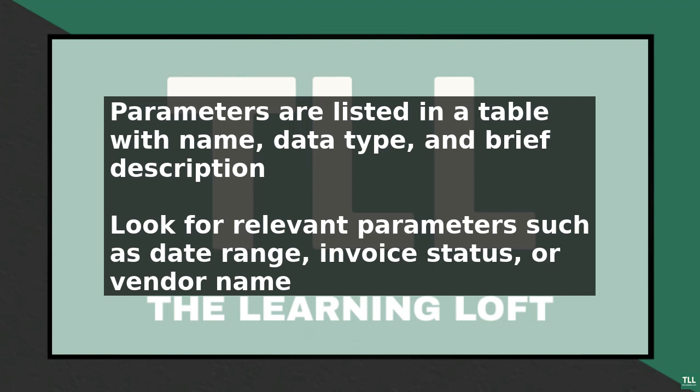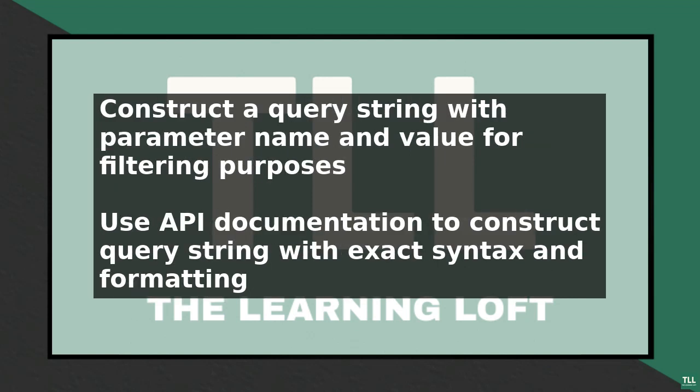For example, to filter invoices by a specific date range, you might use a query string like invoices created after the 1st of January 2022 and created before the 31st of December 2022. Best practice is to use the API documentation to construct your query string, as the documentation will provide the exact syntax and formatting required for each parameter. Additionally, be sure to test your query string thoroughly to ensure it is returning the expected results.